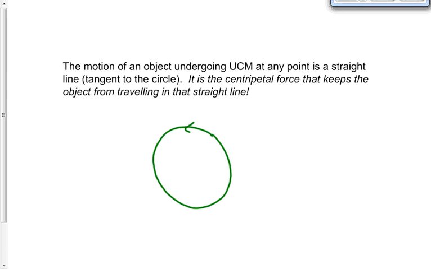There is a net force acting on an object going in a circle. We call it a centripetal force. We'll talk more about that centripetal force tomorrow. That centripetal force keeps it from going in a straight line. But if we remove that centripetal force, then the object will go in a straight line.